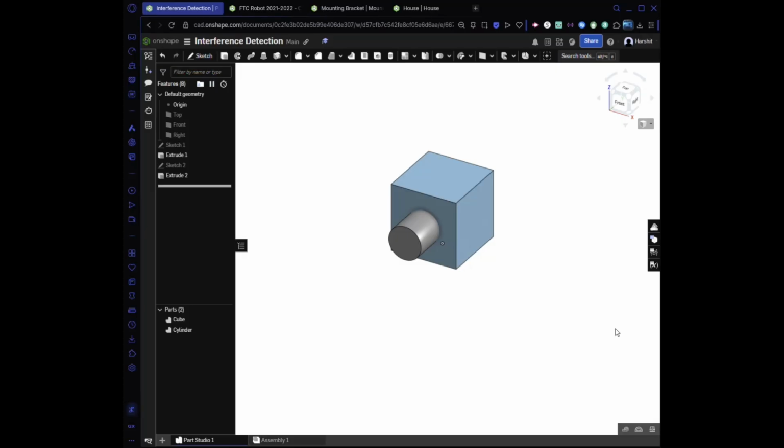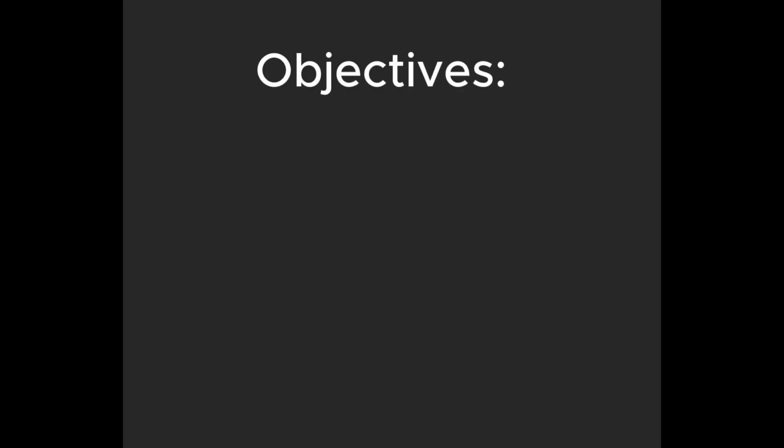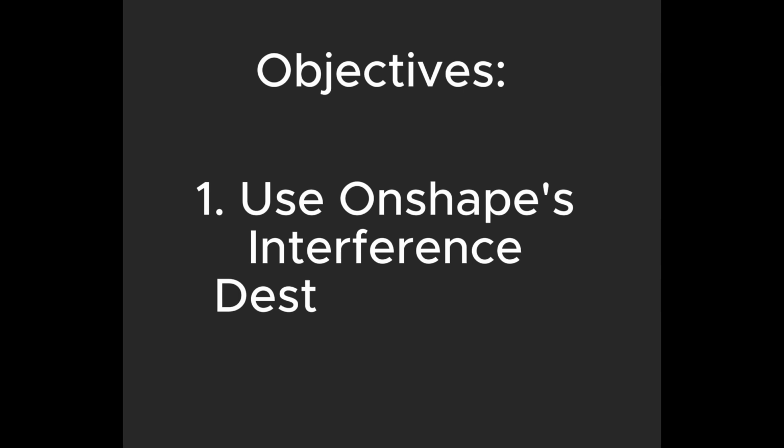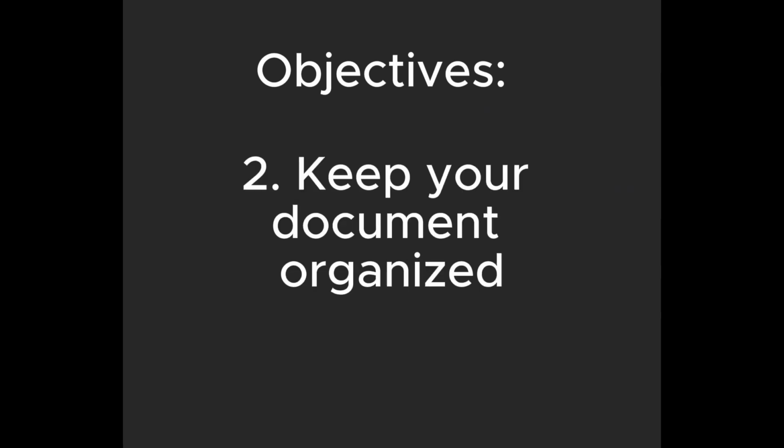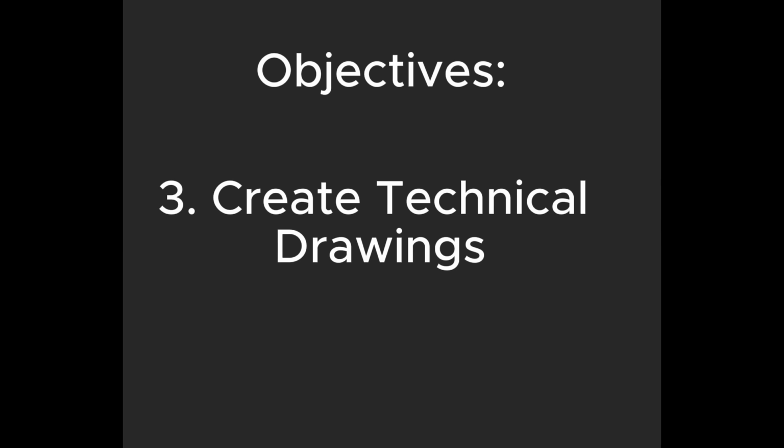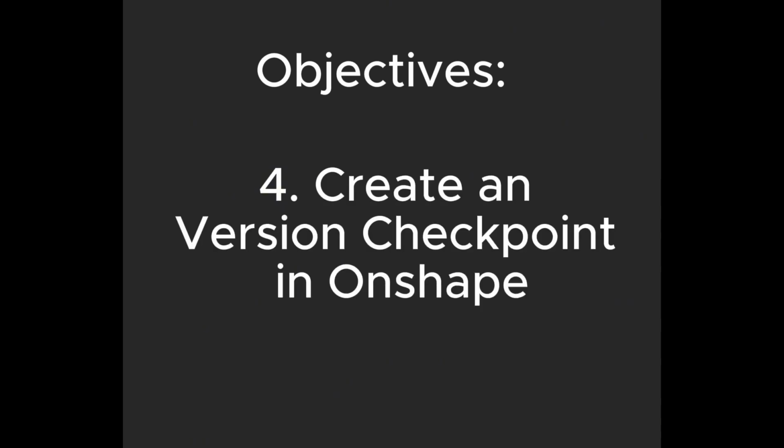And welcome to the final video of the CAD tutorials. Now in the previous videos, you've learned how to create sketches, model parts, and make parts together in an assembly. In this video, I'm going to be going over how to use Onshape's interference detection tool, keep your document organized, create technical drawings, create a version checkpoint in Onshape, and share your final design.